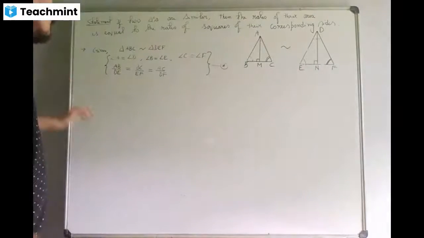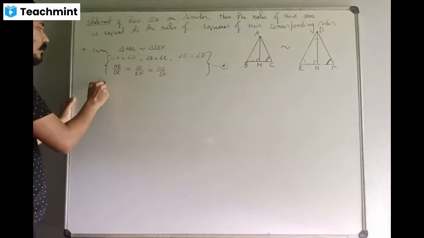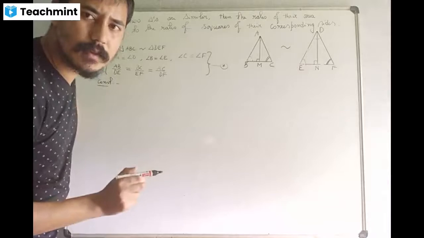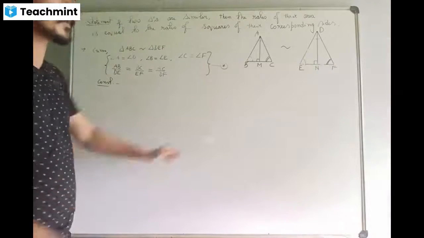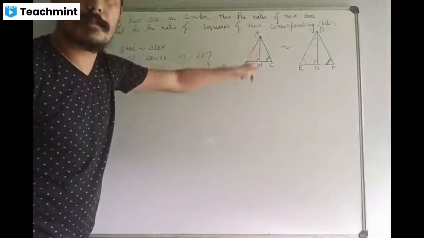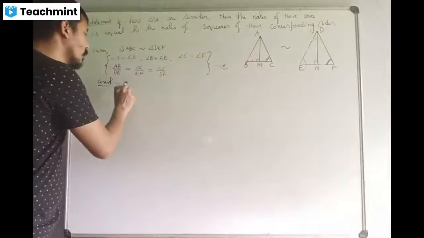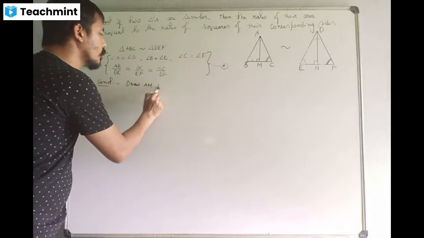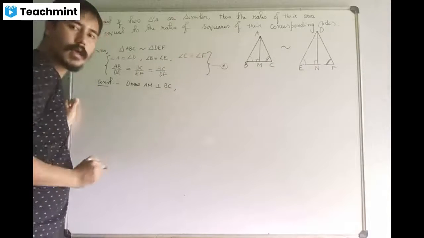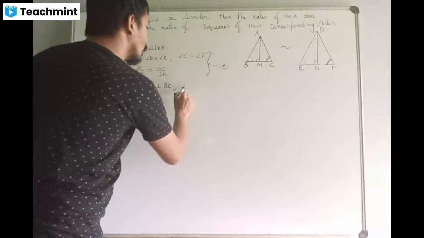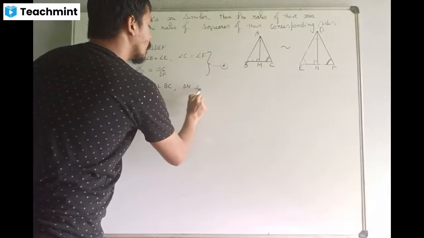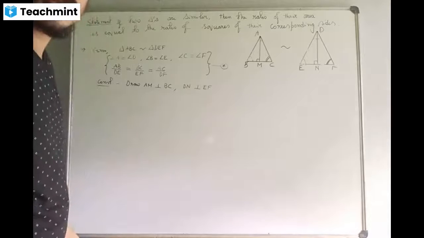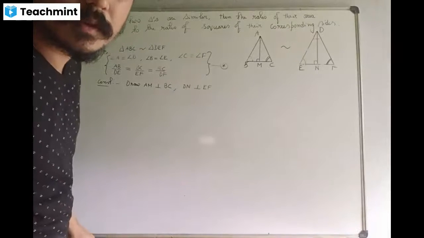Now, in your construction, we do something apart from what is given. So what we have done, we have drawn AM perpendicular to BC, and also DN perpendicular to EF.